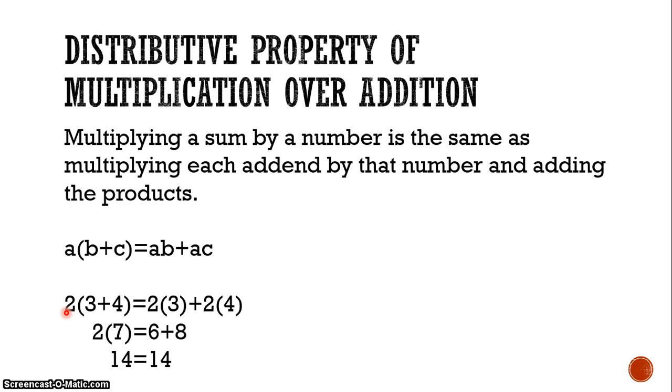So I'm multiplying the first number by each of the addends in my sum. When I do that, 2 times 3 is 6, 2 times 4 is 8, 6 plus 8 is 14, and I still get the same answer regardless of which way I do it. So that's the distributive property of multiplication over addition.